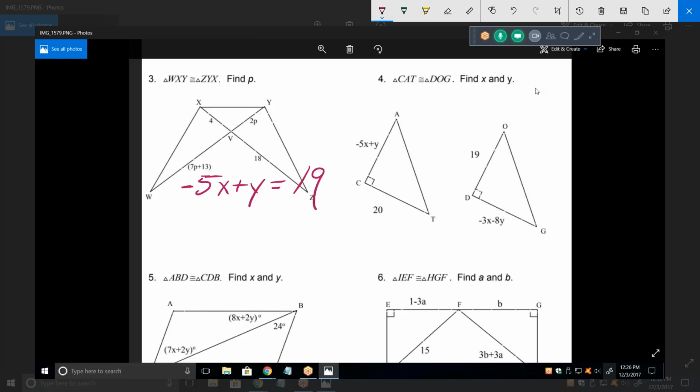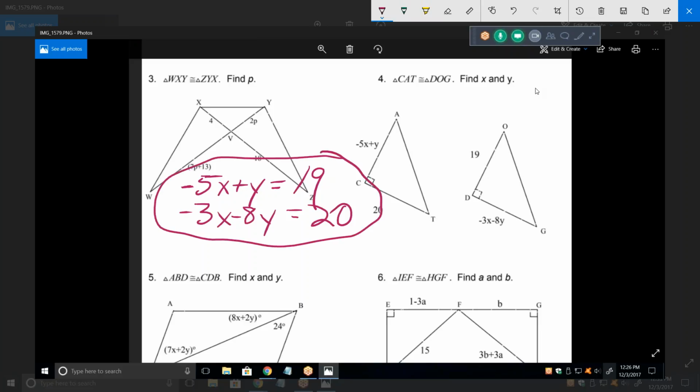But now give me another equation, and now I'm going to be able to solve for it. Here's 3x plus negative 8y equals 20. Now I have two equations and two variables. I always know I can solve that. And that's what we have to do: it's back to algebra. You do not escape algebra when you take geometry. Algebra is at least 50% of geometry. So you've got to be able to solve these simultaneous equations.